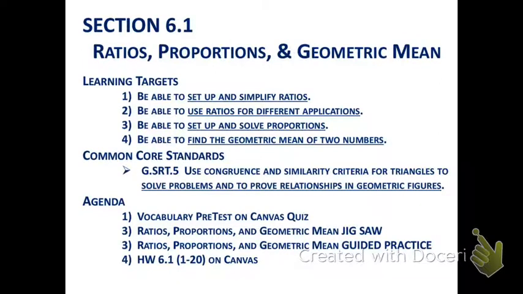Our learning targets for 6.1. Be able to set up and simplify ratios. Be able to use ratios for different applications. Be able to set up and solve proportions. Be able to find a geometric mean of two numbers.